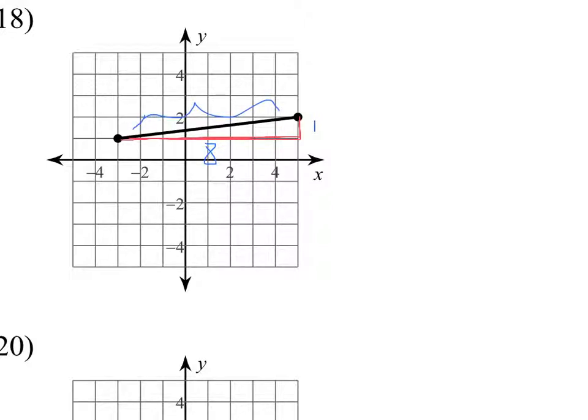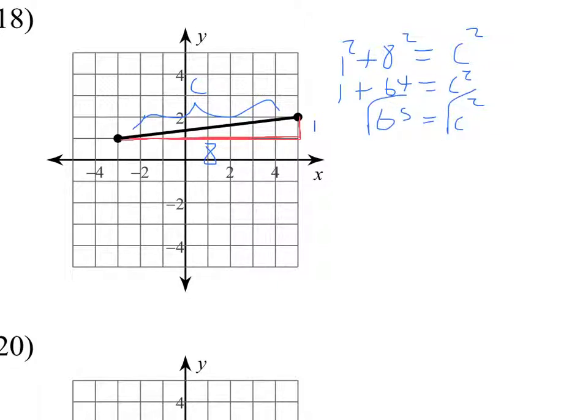Well, this is side C. That's the longest side, it's the hypotenuse. So the Pythagorean theorem would say 1 squared plus 8 squared would equal that hypotenuse squared. So we have 1 plus 64, which equals c squared. In other words, c squared equals 65. So if I root both sides, I have approximately 8.1.